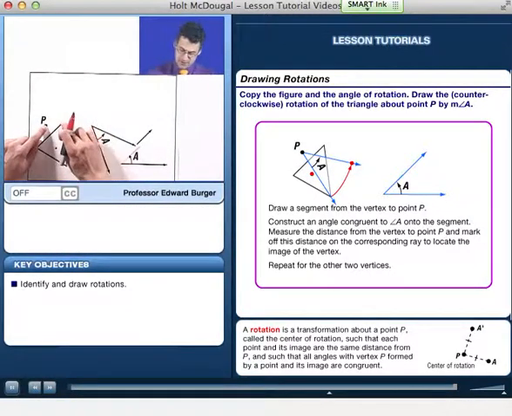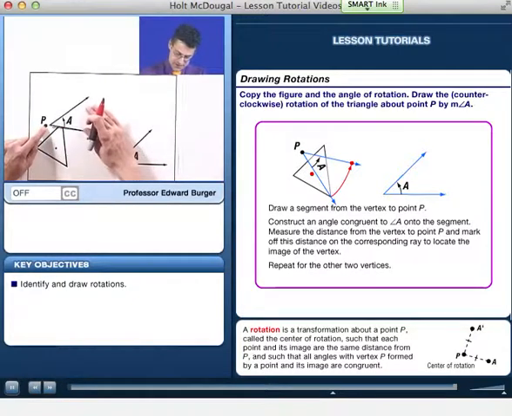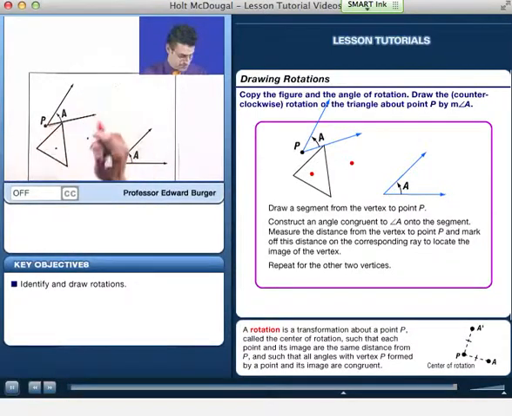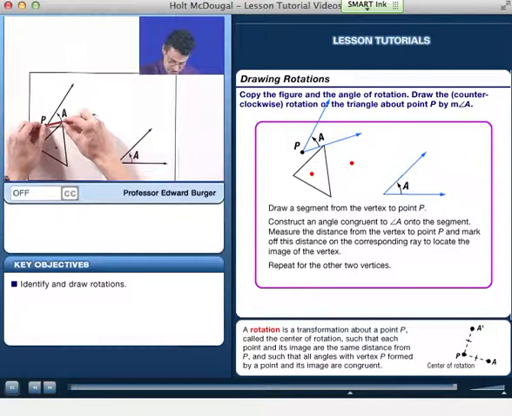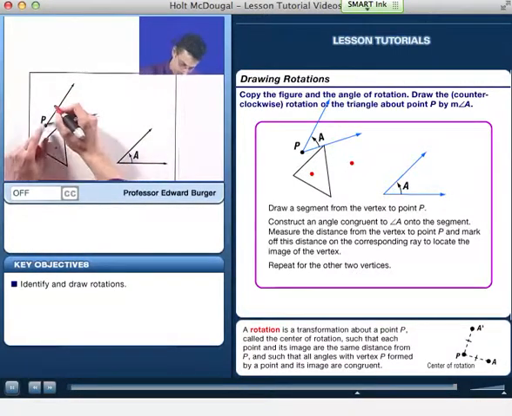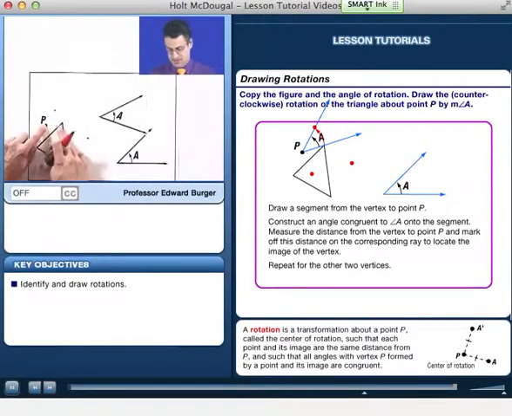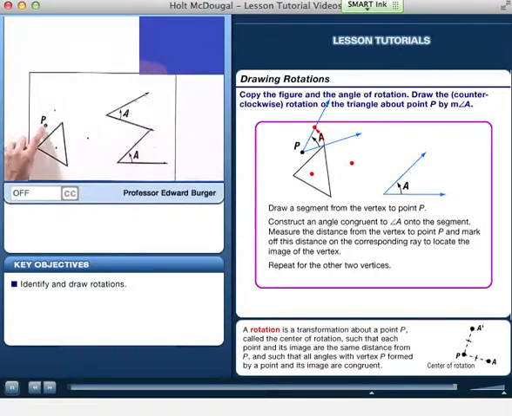See? And finally, what about this point? Well, I did the exact same thing. I put the vertex of the angle at P, and the right edge at that vertex. Measure that length exactly. Swing it over. It goes right here. And so if this point gets rotated by a measure of angle A, it goes to here. And so what about the whole triangle?